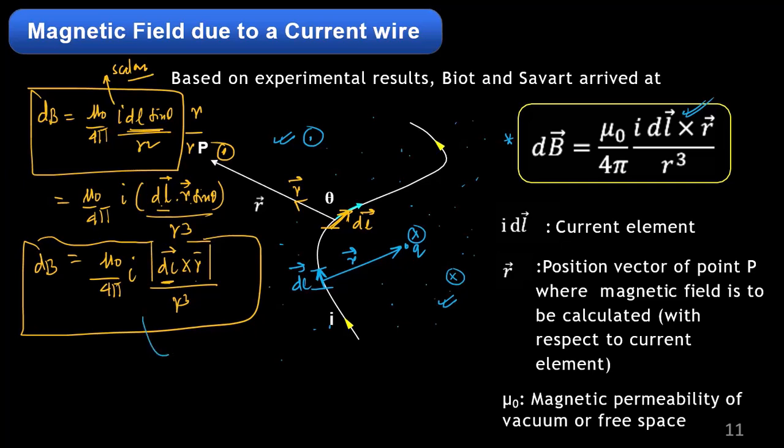So this is the formula that we apply to calculate the magnitude of dB. And in order to find the direction, I should follow the cross product rule. So this is basically the formulation of the Biot-Savart law.